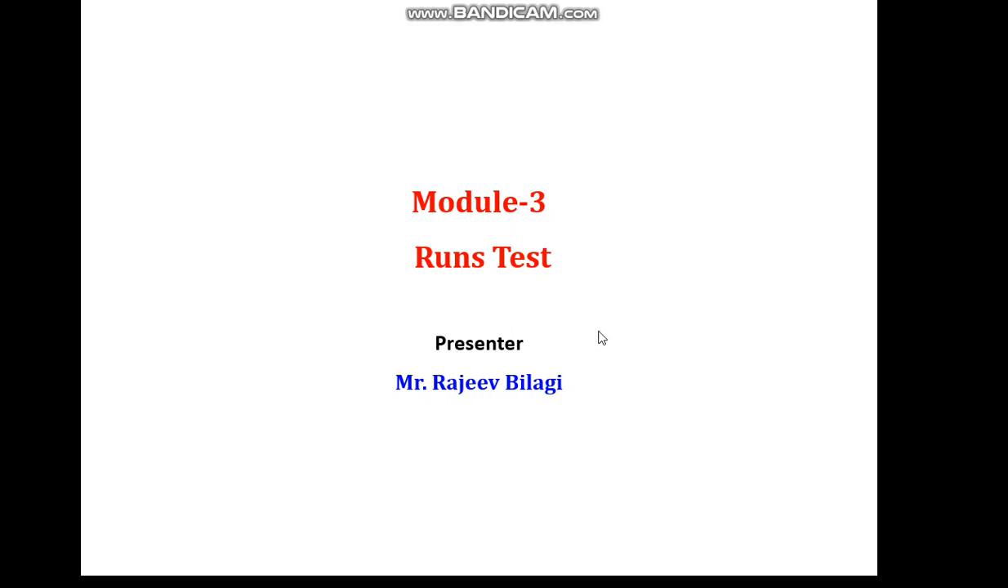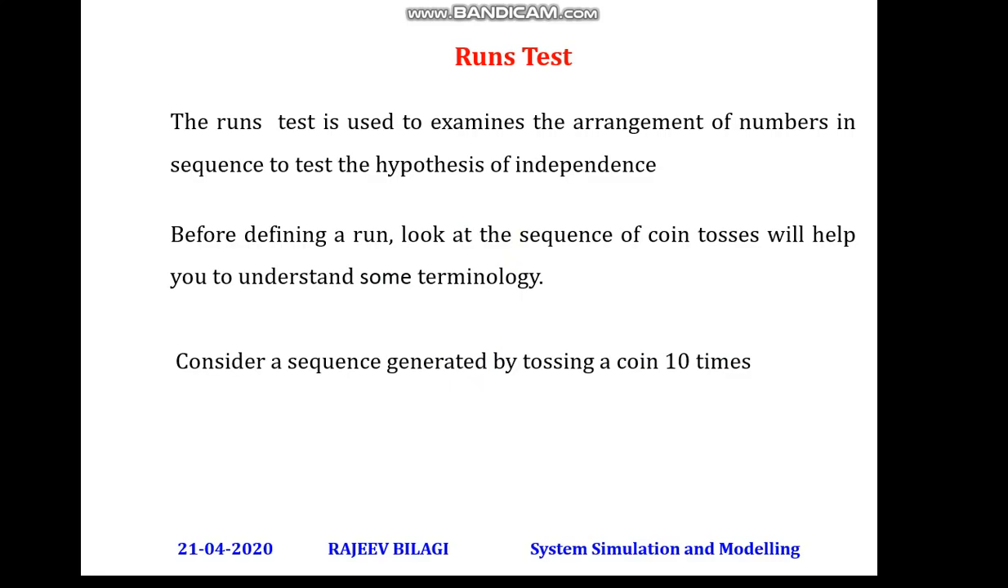Now there are two different testing techniques. One is a runs test. In the runs test, there are two different parts. One is runs above and below, and the second one is the runs up and down test. We will see one by one. The runs test is used to examine the arrangement of numbers in the sequence to test the hypothesis of independence. Previously, what we have done is hypothesis for uniformity.